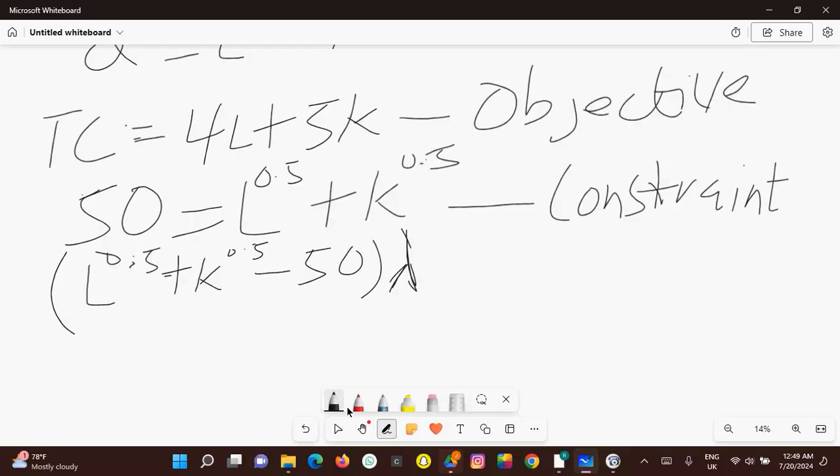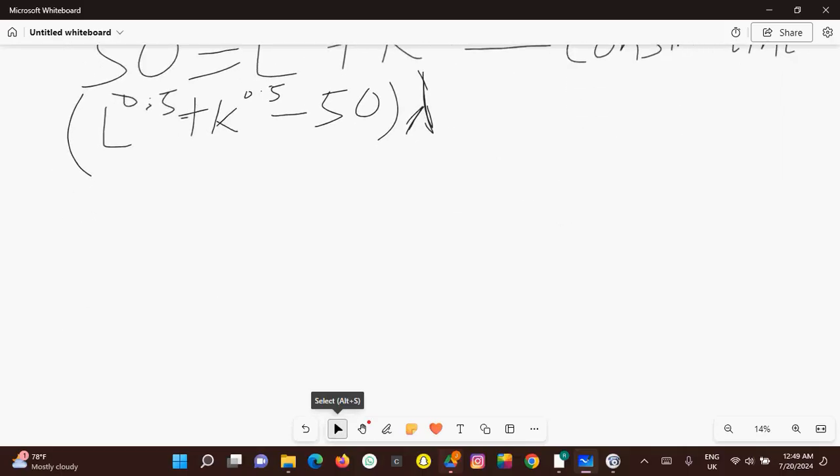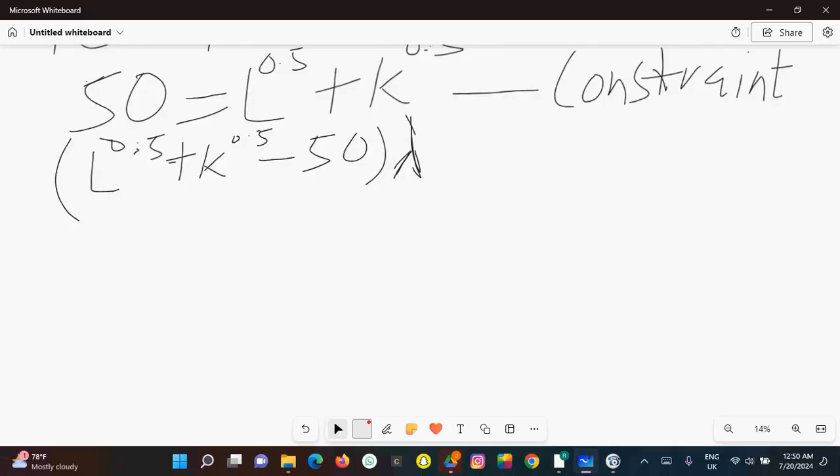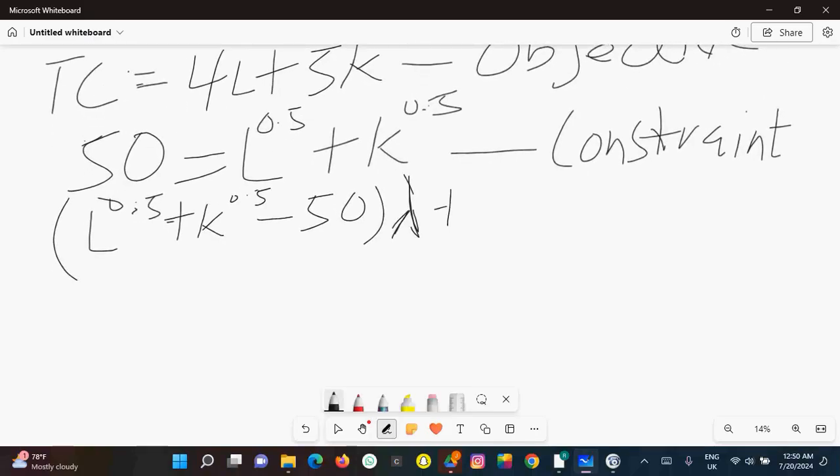So now this is what we are going to do. I'm going to add this one, what we just did, to our objective function. So plus the objective function, which is 4L plus 5K. That's what we are going to do.